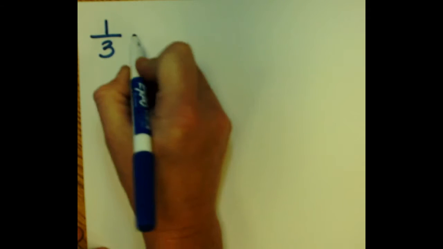Okay, today we're going to convert fractions to decimals. So we're going to start with 1/3. We're going to change that to a decimal. So remember, 1/3 means 1 divided by 3. So we're going to divide it.